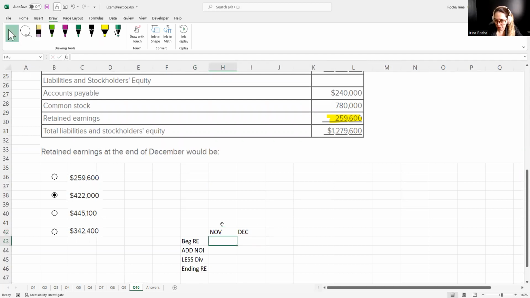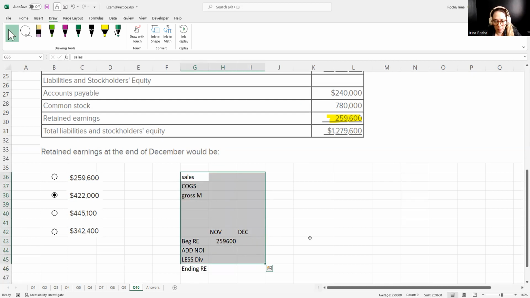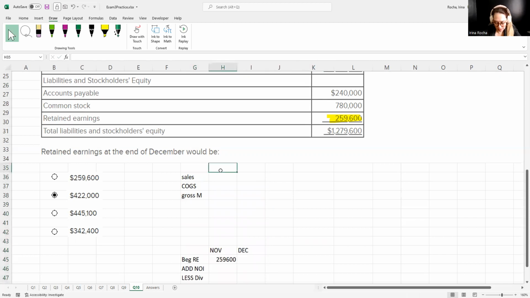So my beginning retained earnings is that yellow figure right there, 259,600. Then add net operating income. I don't have that number, so I have to figure it out. How do I do that? What is net operating income? We have to do sales, right, and then cost of goods sold to figure out gross margin. And then we have to do expenses, and that's how you're going to get net operating income. Let me make it a little bit bigger. Okay, this is November and this is December.